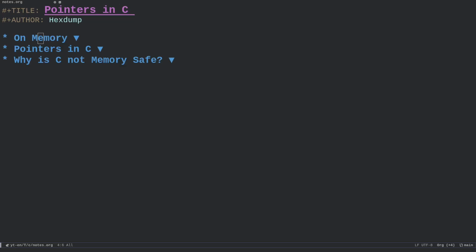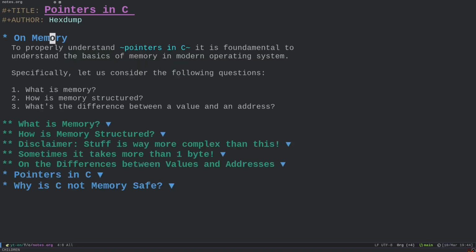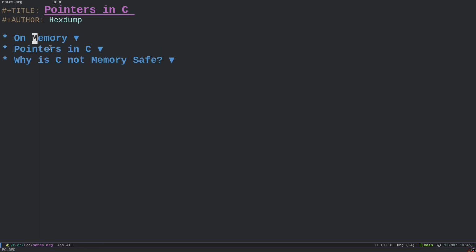In this video I want to do a deep dive over how pointers work in the C programming language. Therefore you can expect in this video that we will talk about memory, about what is memory, how it is structured, and a lot of stuff with respect to how we can work with memory from a C program. Then we can see how pointers work in the C programming language, because of course pointers are linked to memory. And finally, we will talk briefly on why C is not a memory safe language.